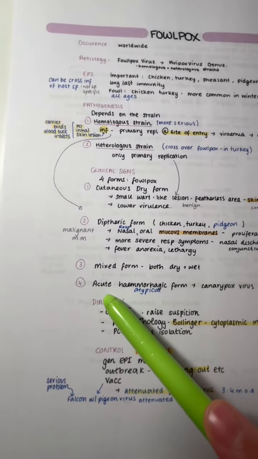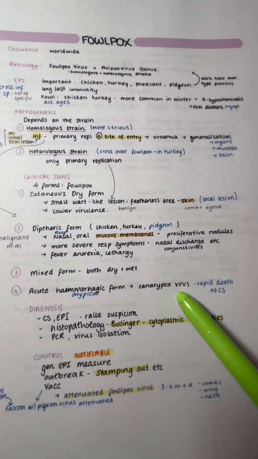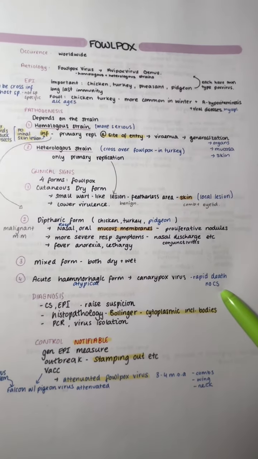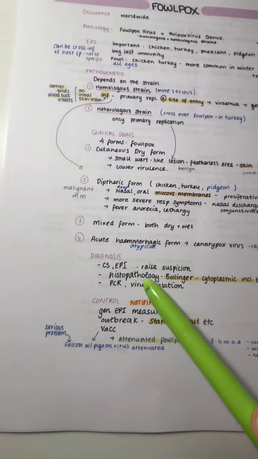And the fourth form is the acute hemorrhagic form. It's the canarypox virus. It leads to rapid death and there are no clinical signs. It's atypical. For the diagnosis, the clinical signs raise suspicion.